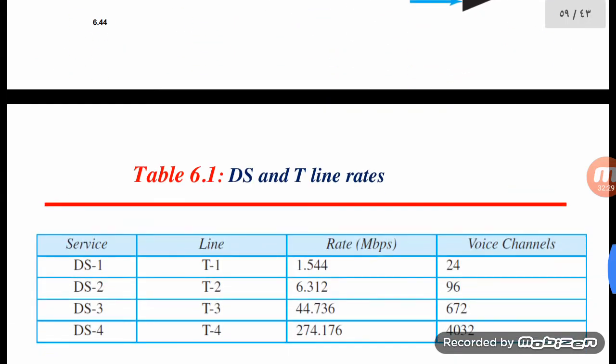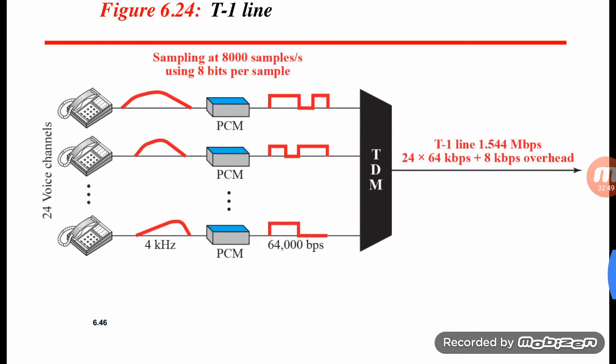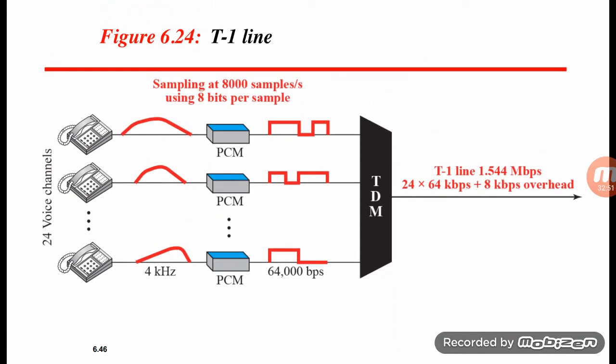And these are the specifications. DS1 is also called the T1 line. Its rate is 1.544 Mbps, and there are 24 channels in this. Similarly, DS2 has 96 voice channels, DS3 has 672, and the other one has 4032, and these are the speeds of all these channels. These are the standards that are being used. Now this is an example where he's showing you the T1 line.